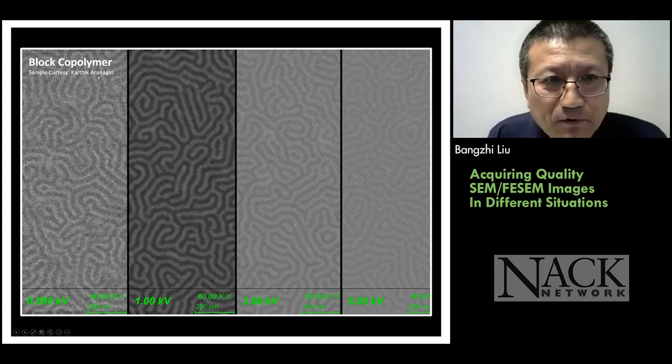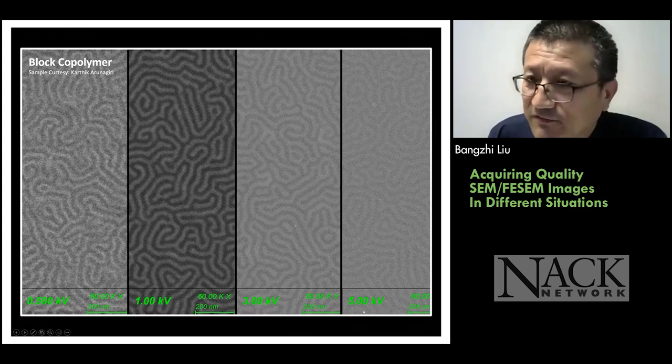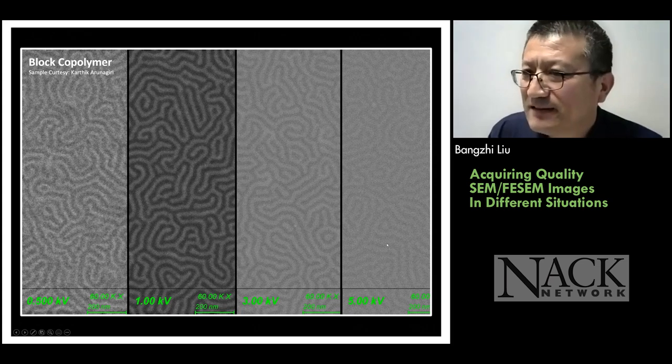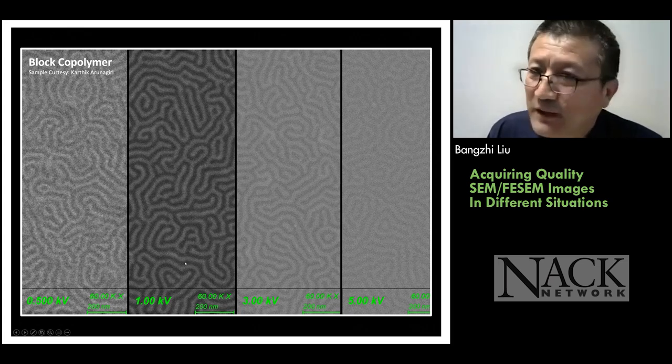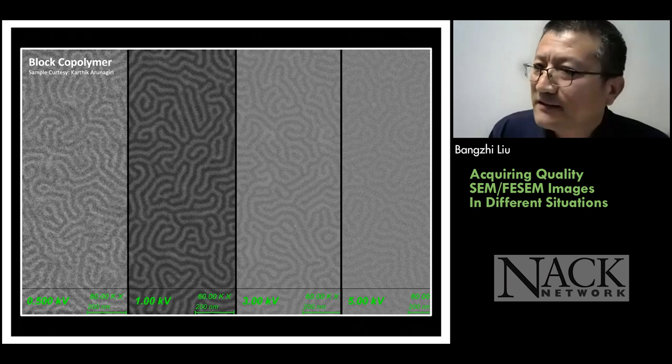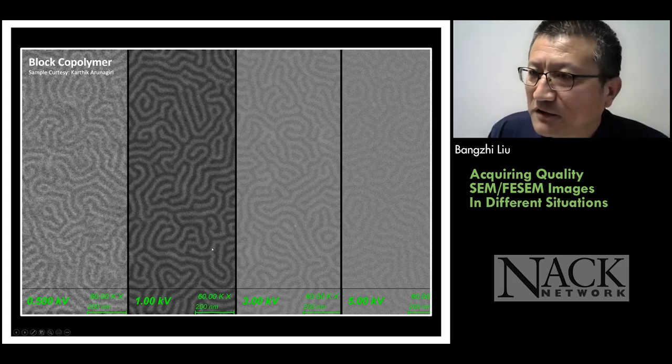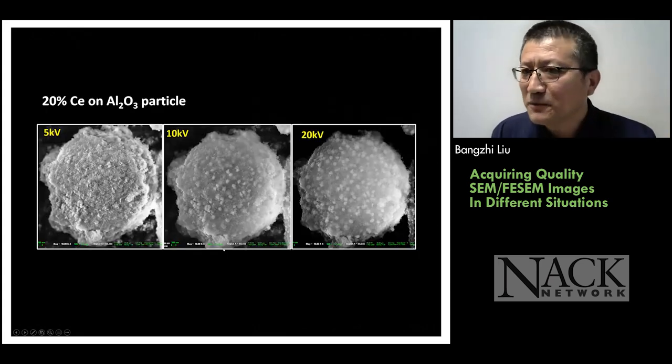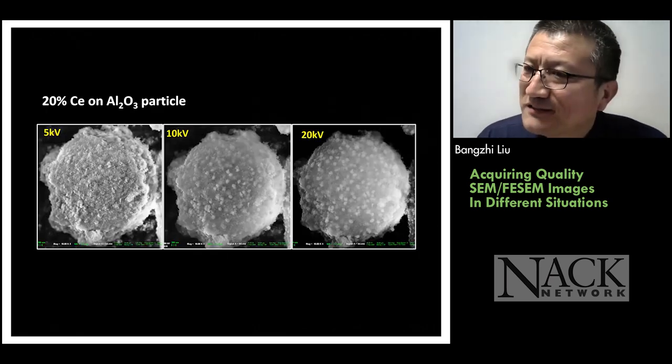Now you can compare 0.5 kV and others. This is a polymer sample, and I used different voltages: 0.5 kV, 1 kV, 3 kV, and 5 kV. Look at them. At 5 kV, you can barely see the structure. But at 1 kV, I think it's the best voltage, and I like it. It gives you the contrast so that you can see your structure. You see, the voltage plays a very important role when you image a sample, and it really depends on what kind of sample you have. I don't want to give you the wrong impression that high voltage is of no use.